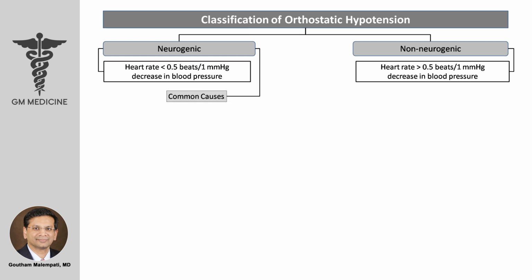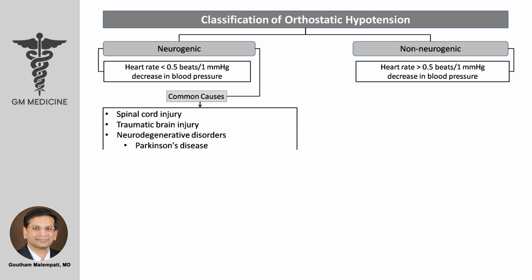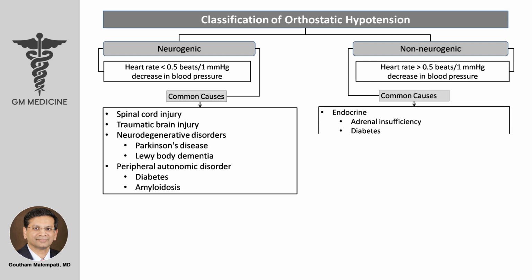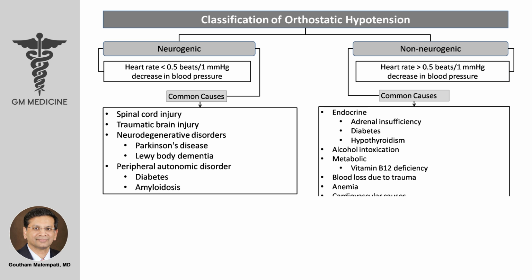Some of the common neurogenic causes include spinal cord injury, traumatic brain injury, neurodegenerative disorders secondary to Parkinson's disease, Lewy body dementia, and peripheral autonomic disorders secondary to diabetes and amyloidosis. Non-neurogenic causes are endocrine, due to adrenal insufficiency, diabetes, hypothyroidism, alcohol intoxication; metabolic, such as vitamin B12 deficiency; blood loss due to trauma, anemia; and cardiovascular causes such as arrhythmias and congestive heart failure.